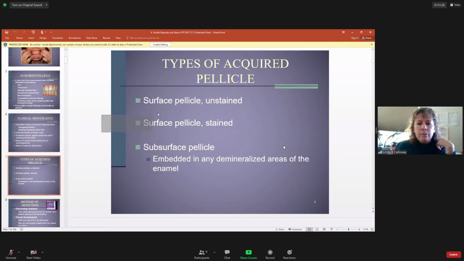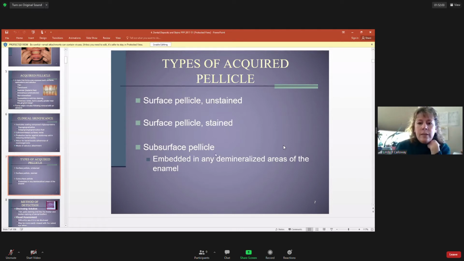So there is a surface pellicle that can be unstained, and you can have a surface pellicle that is stained, because remember, stain does not mean bacteria. Stain is just stain. Tea, coffee, smoking, whatever. But usually if a patient is missing an area significant enough to allow things they've eaten or drank or put in their mouth to sit on the tooth long enough to adhere to the acquired pellicle, they'll probably also have bacteria there because they're missing it, right?